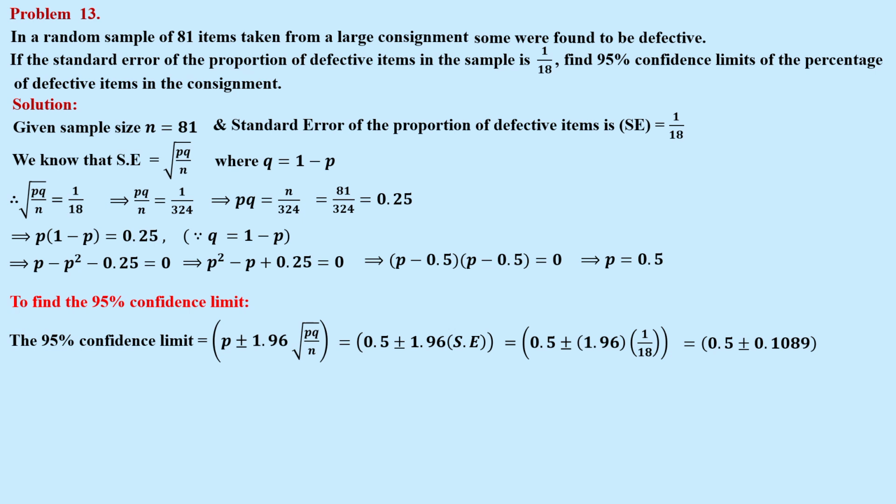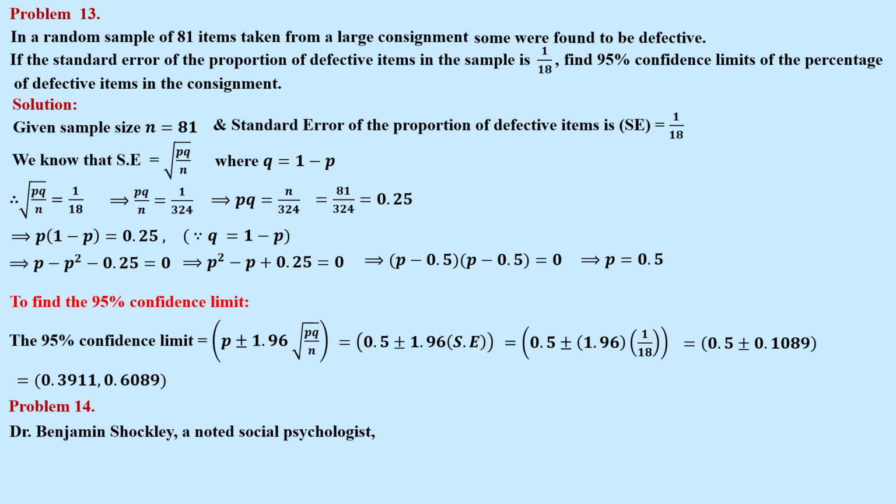First, the lower limit of the interval: 0.5 minus 0.1089 is 0.3911. Then the upper limit of the interval: 0.5 plus 0.1089 is 0.6089. So that is the 95% confidence limit.